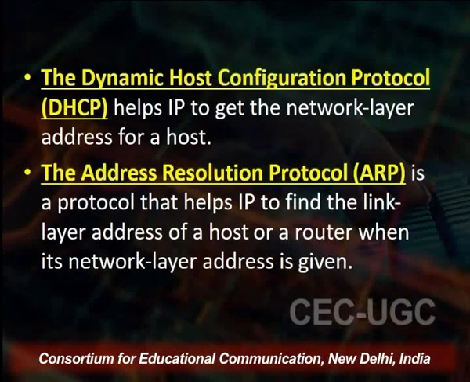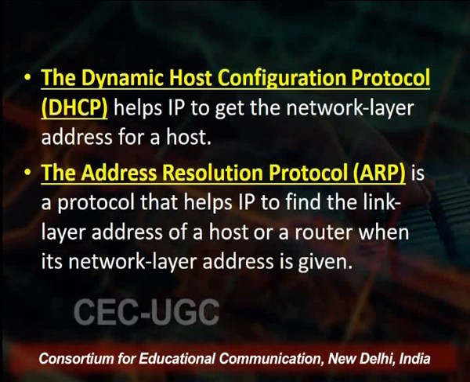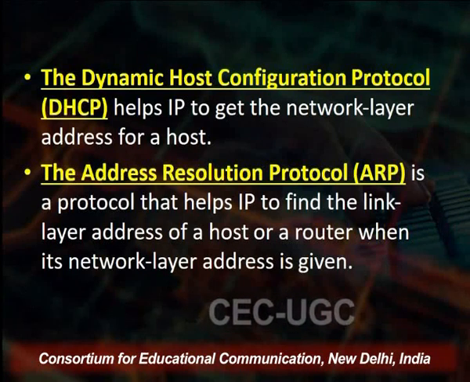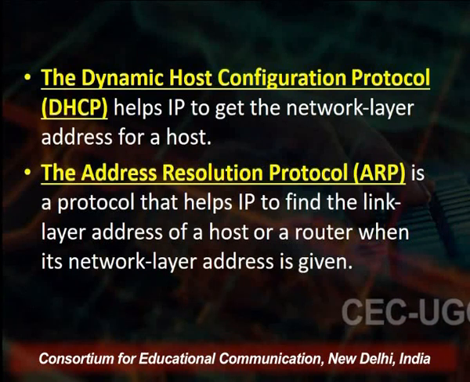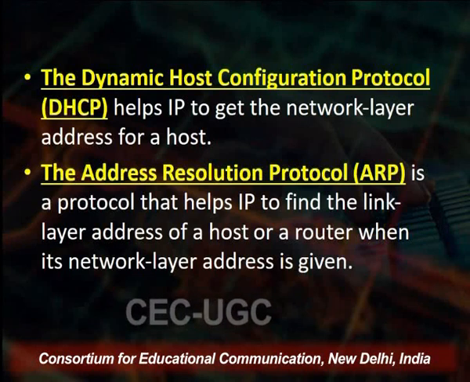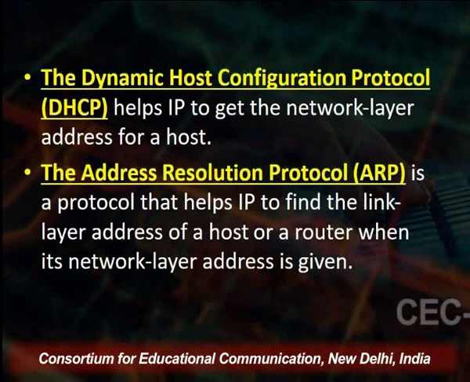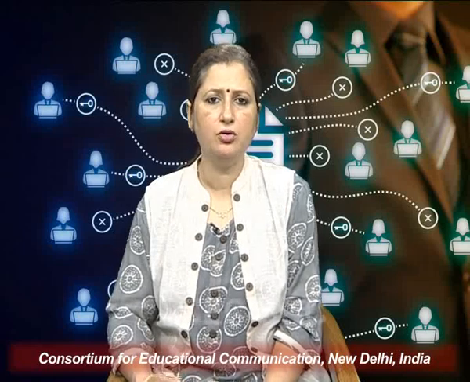The DHCP protocol helps to get the network layer address for a host, and the address resolution protocol helps IP to find the link layer address of a host or a router when its network layer address is given. So when you have the network layer address, that is, the IP address, you can trace the link layer address or physical address of the host using the address resolution protocol.